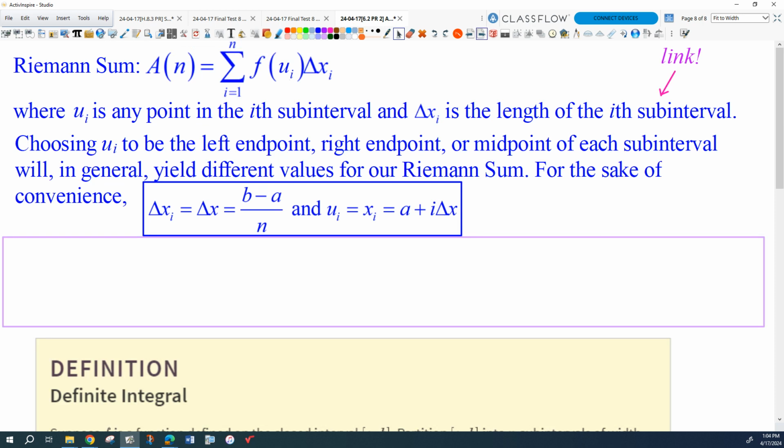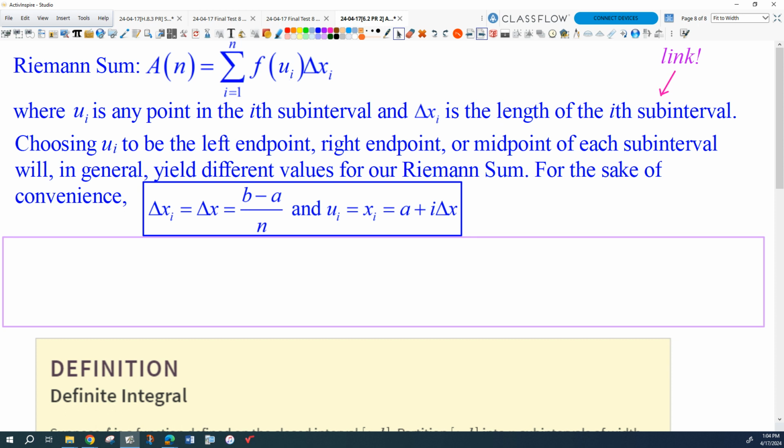Okay, so this is what we call a Riemann sum. A Riemann sum is where we estimate the area under a curve using a convenient shape like a rectangle. Riemann sums generally are denoted like this. A of n, a function of the number of rectangles, is just going to be the sum from 1 to n of, now we use r sub i to mean right edge, l sub i to mean left edge, or m sub i to be the midpoint of the ith rectangle.